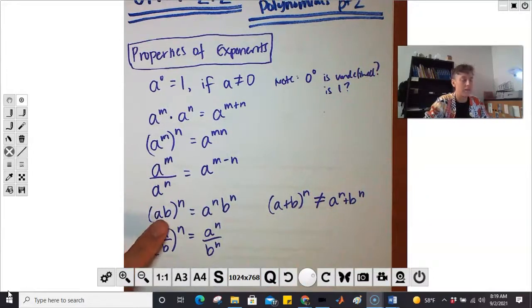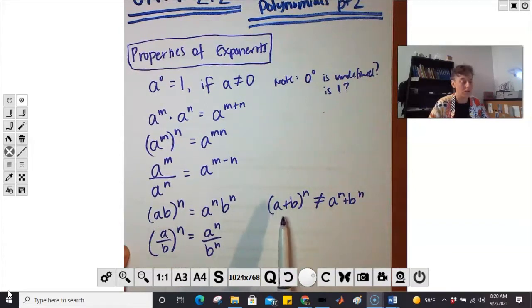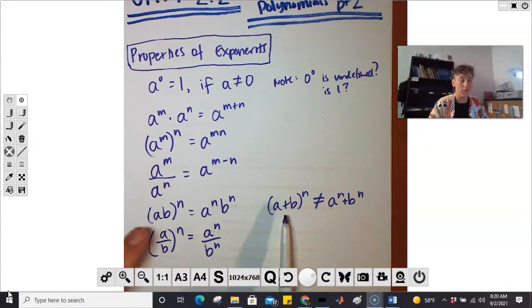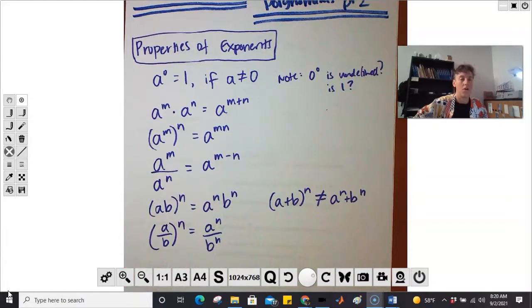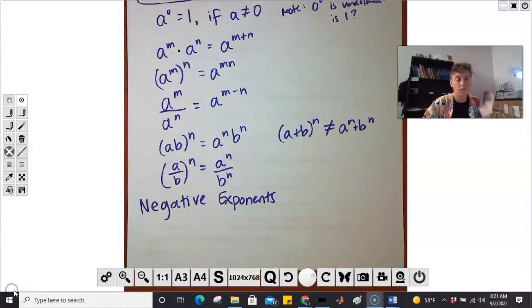If you are multiplying two numbers in parentheses and there's an exponent on the outside, you can distribute that exponent to each of these numbers. You cannot do that when there's an addition between, only when multiplication. And finally, when you are dividing two numbers to a power on the outside, you can, again, distribute that power to each of the terms on the inside of the parentheses. All right, you know what time it is? It's example time. Just kidding.